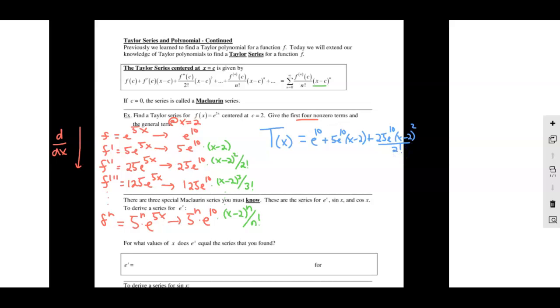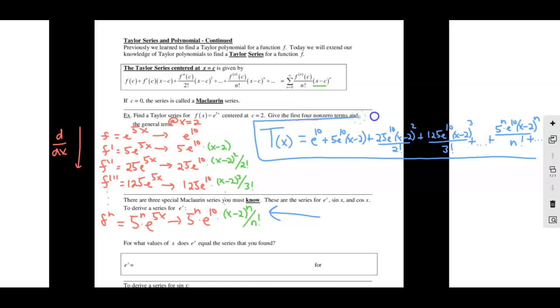There we go. One more non-zero term, plus, then we had the 125 e to the 10th, and we had the x minus 2 cubed over the 3 factorial. This is going to be close, plus dot, dot, dot, plus, and let's get the general term, which is right there. So I'm going to have a 5 to the nth times e to the 10th times my x minus 2 to the nth over the n factorial. We're just writing that nth term. And then, don't forget, plus dot, dot, dot. I kind of squeezed it in. After the general term, we need to put the plus dot, dot, dot, because this series goes on forever.